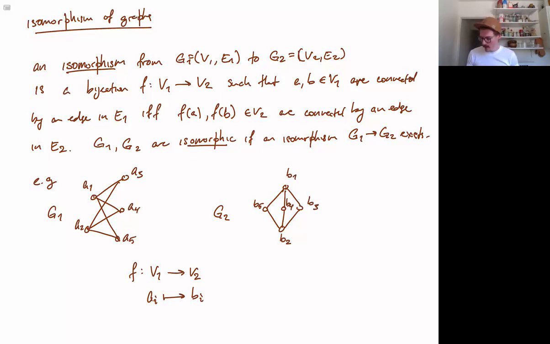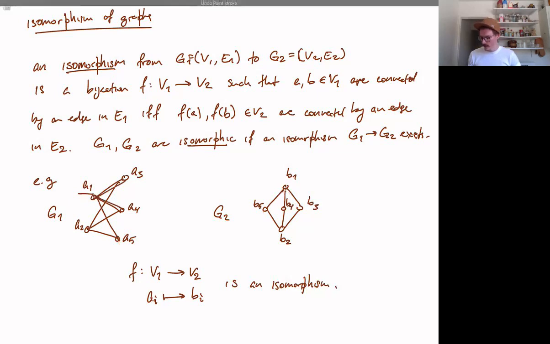So the claim is that this map, which sends A sub i to B sub i in each case, is an isomorphism. Maybe let's not check every single case, but let's check a couple of vertices just to see if we know what we're talking about. We're saying that A1 and A3, since they're connected in this graph, B1 and B3 should be connected in this graph. And they are. That checks out. In fact, A1 should be connected to A3, A4, and A5. And indeed, B1 is connected to B3, B4, B5.